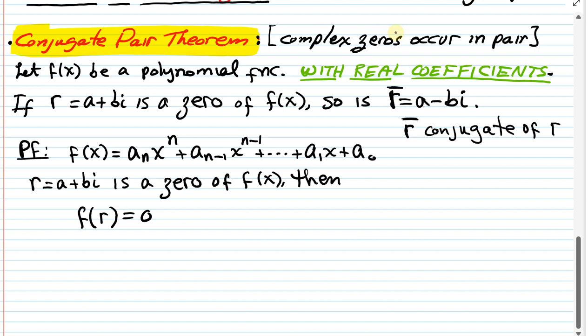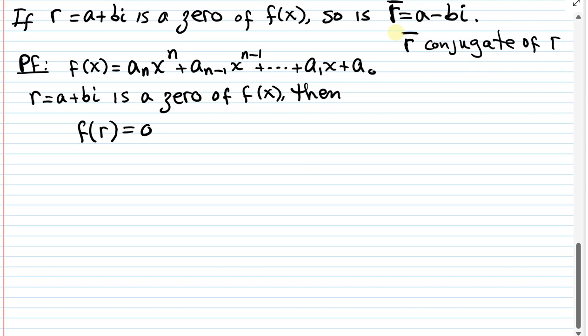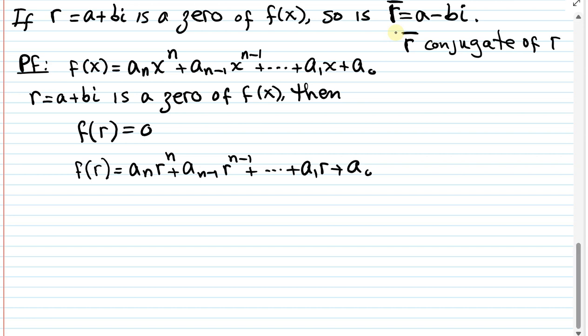Well, what does f at r mean? f at r, that's when you change your x's to r's now, and that's what I'm going to do. So f at r means a sub n r to the n, plus a sub n minus 1 r to the n minus 1, plus dot dot dot, plus a sub 1 r plus a sub 0. Correct?